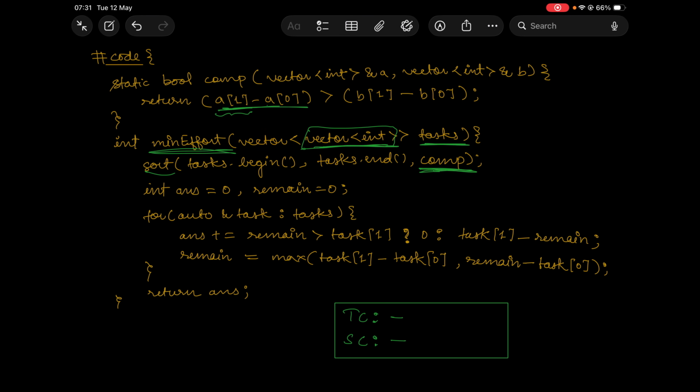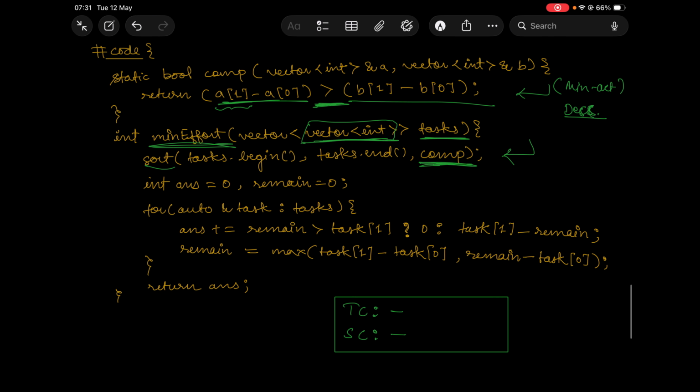So this minimum minus actual difference, where it is greater, we are taking that, so that it sorts the difference minimum minus actual into descending order. Okay, so descending order, this is the custom comparator for it. Now after this step, we are done with sorting. We have initialized a few variables, answer and remaining as 0. Now we are iterating over the tasks.